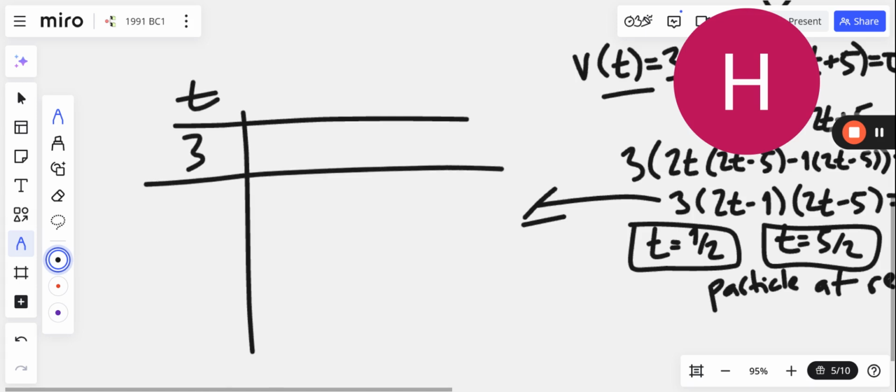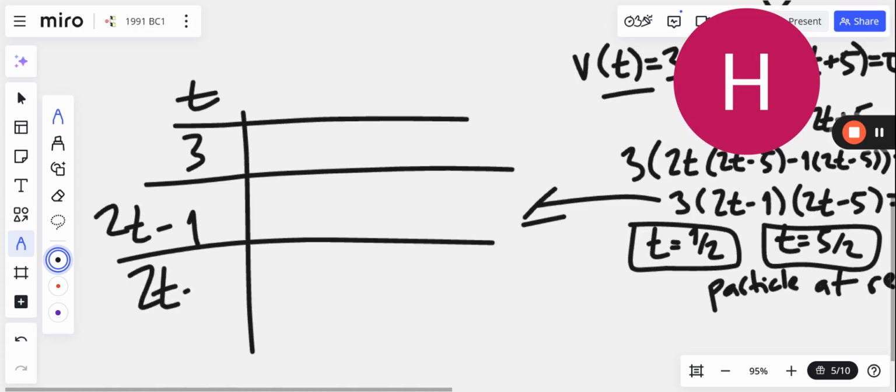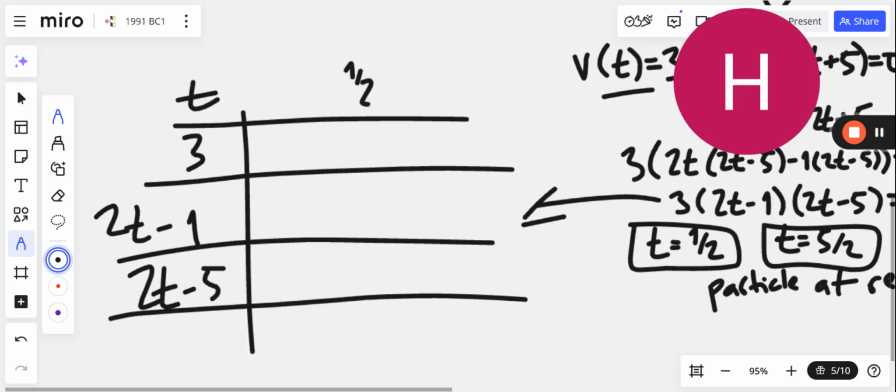So we have 3, which is always positive. We have 2t minus 1, which follows normal sign behavior. 2t minus 5, which also follows normal sign behavior. Thing is, the 0 for that one is beyond our interval. We're only caring about this from 0 to 2.